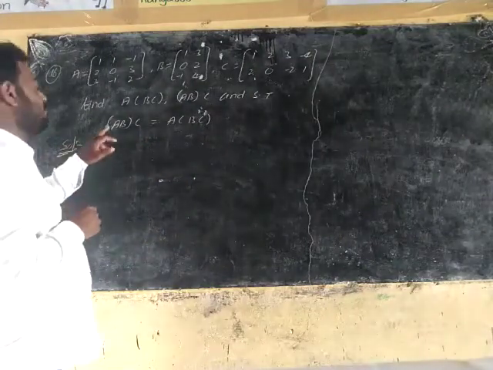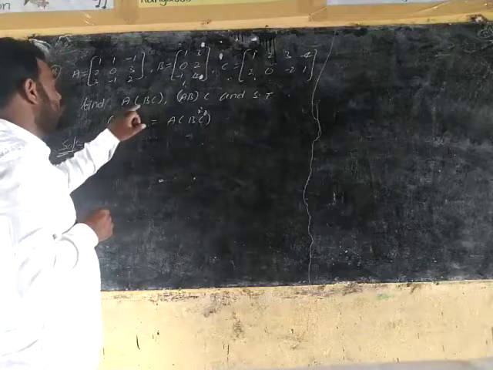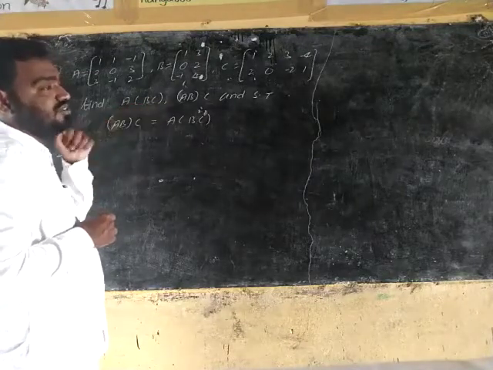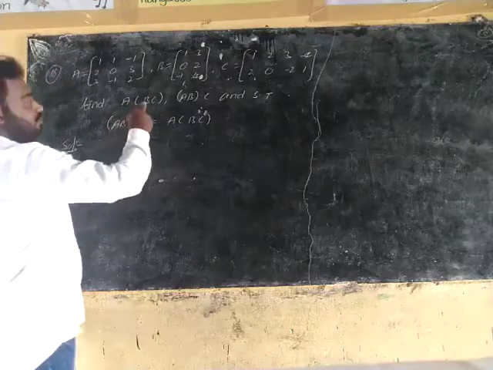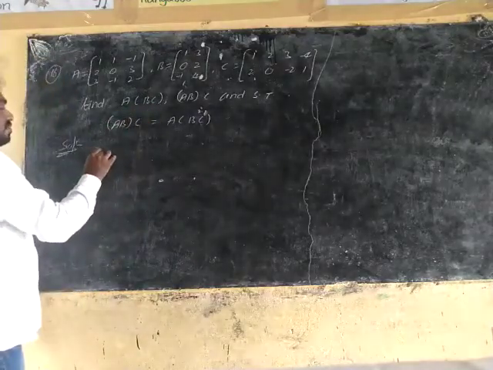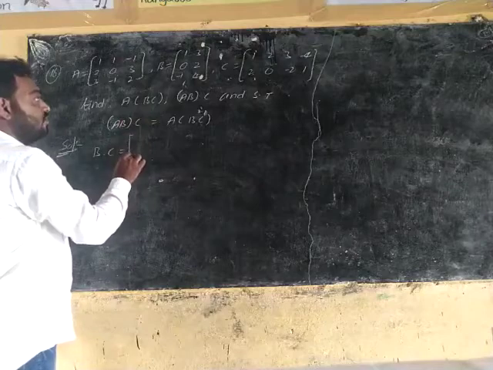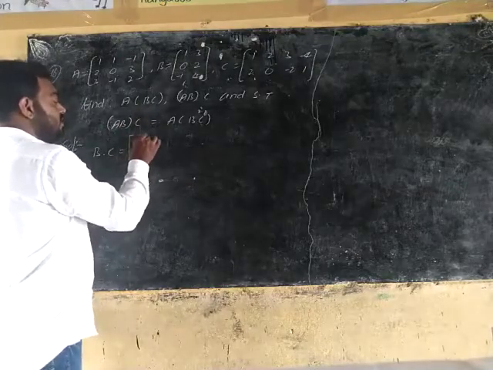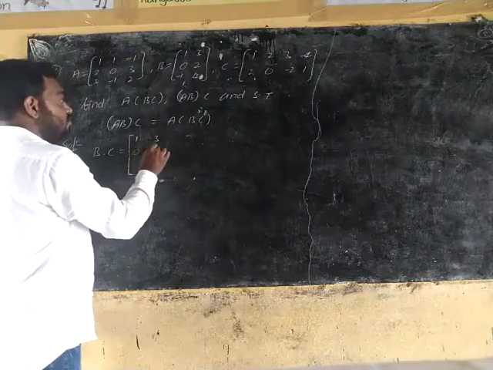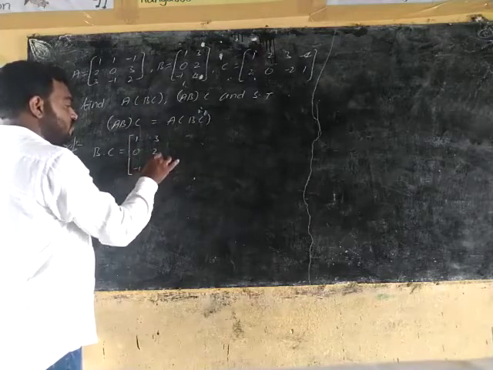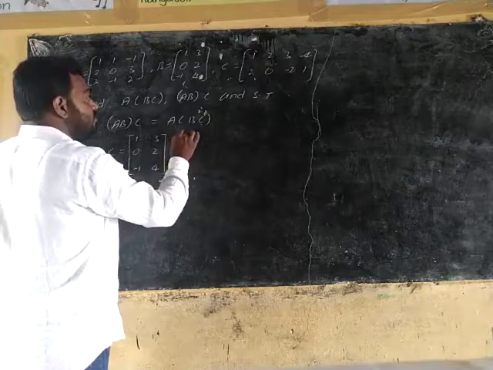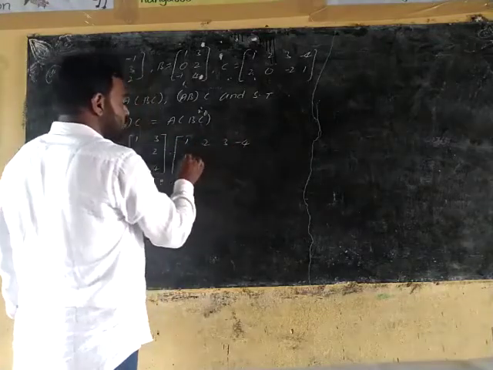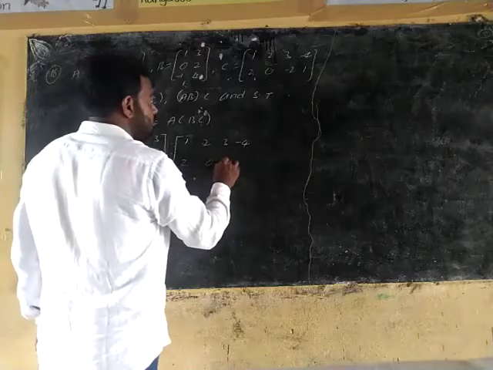First, we need to find A into BC. So first of all, I am finding the matrix B into C. B into C is equal to, first you write the matrix B, which is [1 3; 0 2; -1 4], into C, which is [1 2 3 -4; 2 0 -2 1].